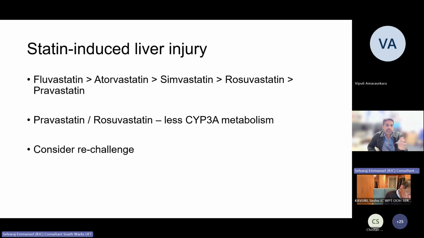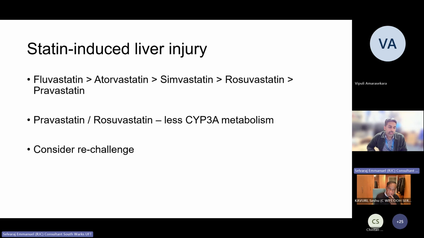And I've given a comparison of which statin is worse compared to the others. Pravastatin and rosuvastatin are the least enzyme-inducing statins within the liver. They follow a slightly different pathway, and therefore, if we do need to re-challenge or you want to switch to a different statin because of LFTs, they are probably safer.